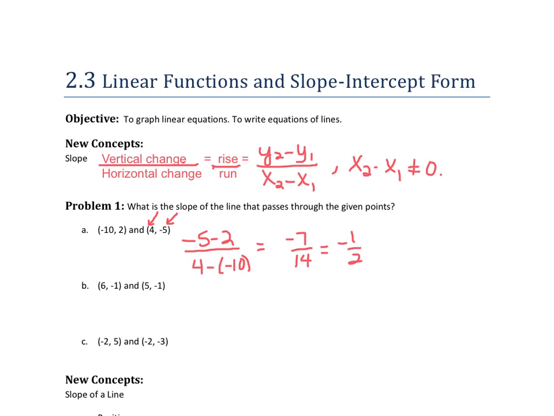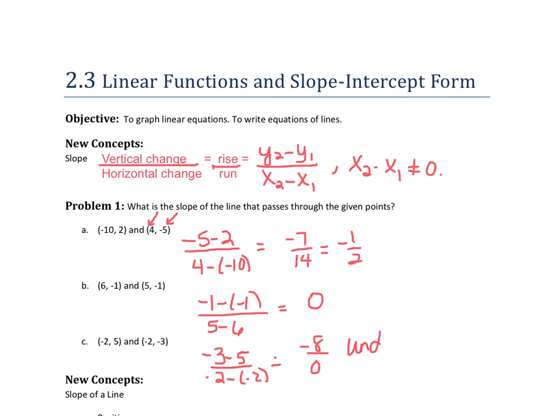All right, excellent point. Letter B: negative 1 minus a negative 1 over 5 minus 6, remembering that we did the second point minus the first point. And then that's a 0. And the third one: negative 3 minus 5 over negative 2 minus a negative 2, which is a negative 8 over 0. And of course we can't have 0 in our divisor, so it's undefined. Yep, can't divide by 0.